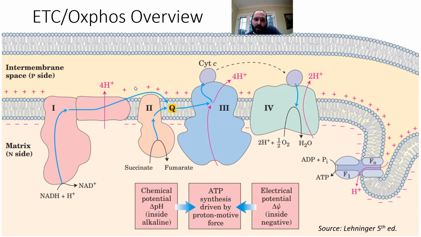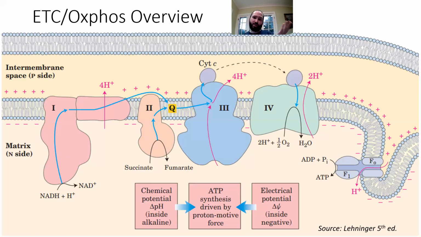You can also see our proton gradient is represented by these pluses. So the proton gradient we said was electrochemical. There's the electrical potential, which is that there's more H+ on one side and more OH- on the other side. That's the electrical gradient. We can think of it as a potential.